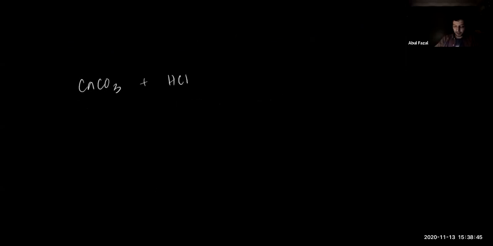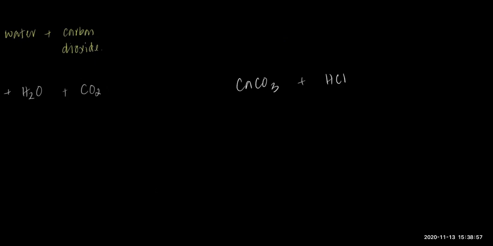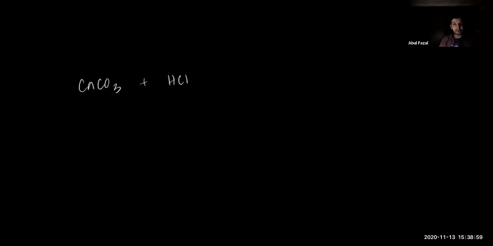My thought process should be: calcium carbonate plus 2HCl, right? Plus 2HCl because yes, to balance, absolutely. Okay. What will calcium carbonate make in hydrochloric acid? First I identify the type of my reactants. Well, I have an acid reacting with what? A carbonate.